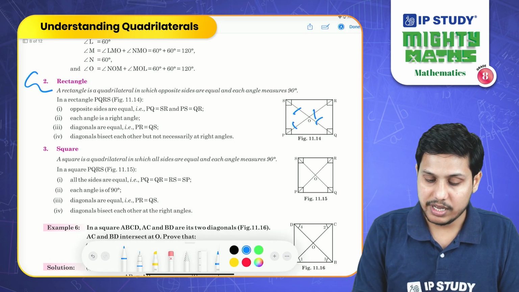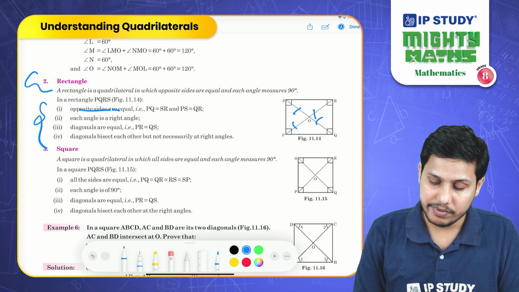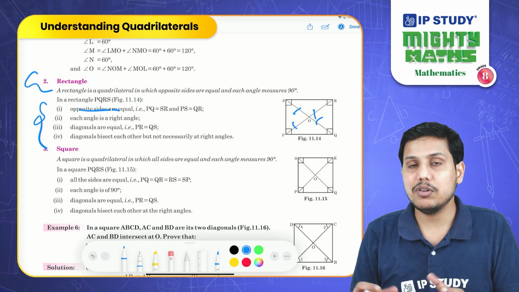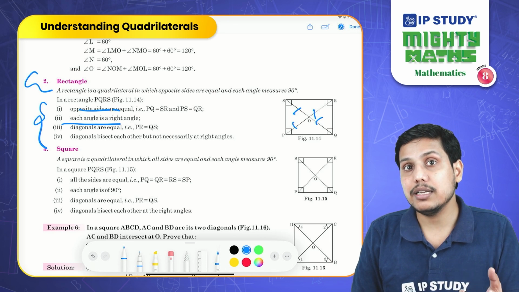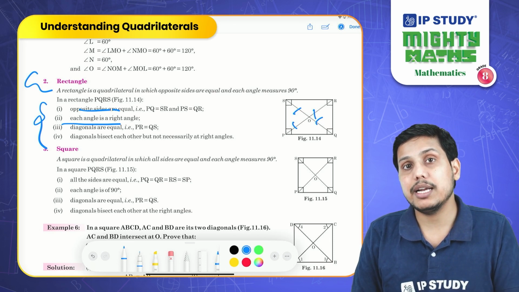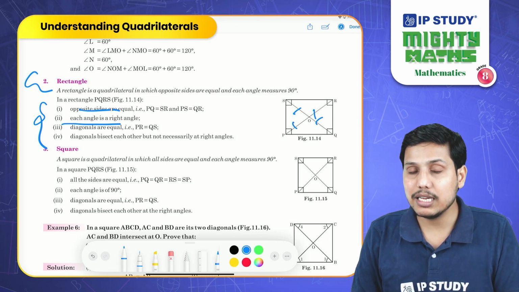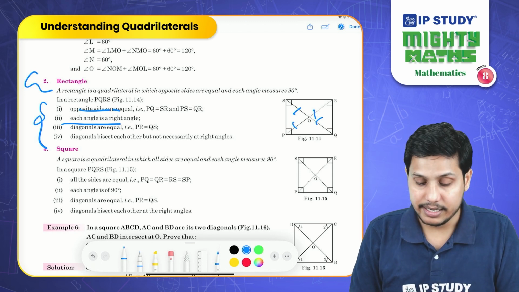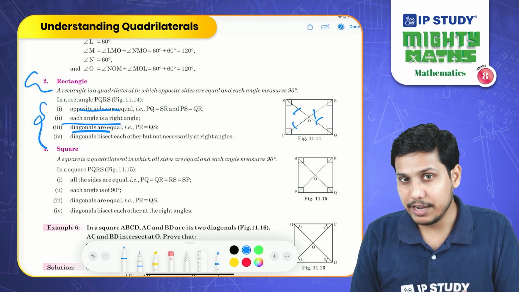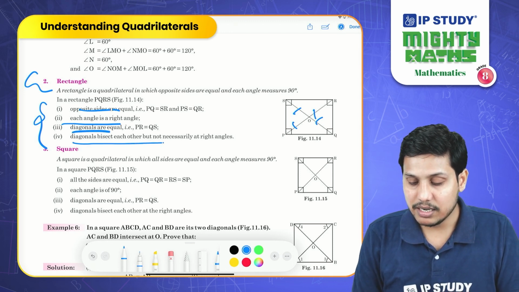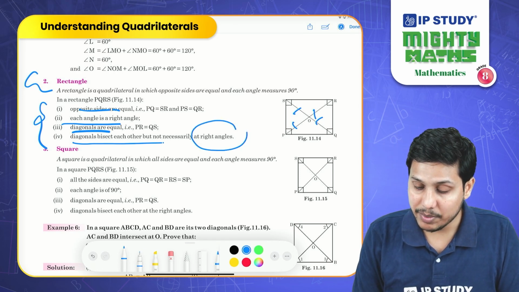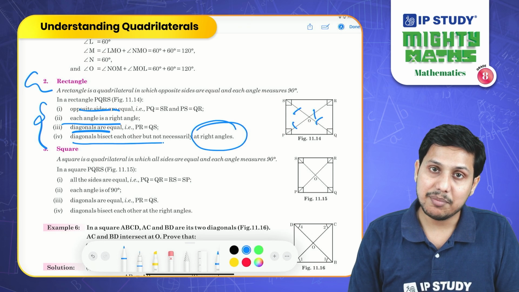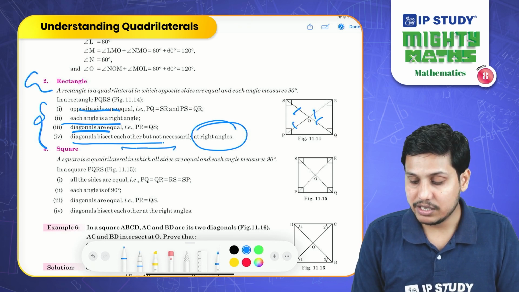Now there are certain properties. Opposite sides are equal. We know that in a rectangle opposite sides are equal because this is a parallelogram. Each angle is a right angle. In a rectangle it is a special property that if a parallelogram has each angle 90 degree, then it will be a rectangle. Diagonals are also equal, that I have told you. Diagonals bisect each other. So we know that diagonals bisect each other, but it would not be at right angle. It can be at any angle.